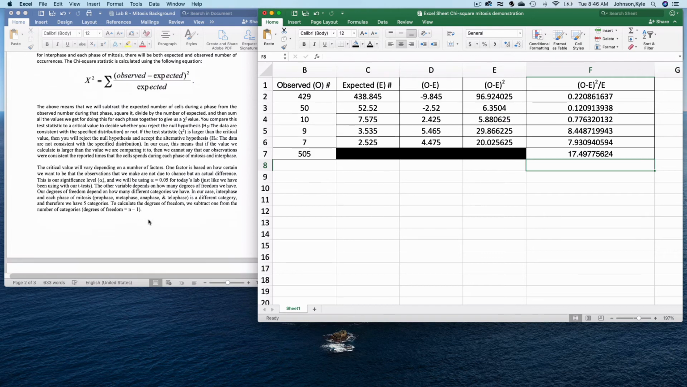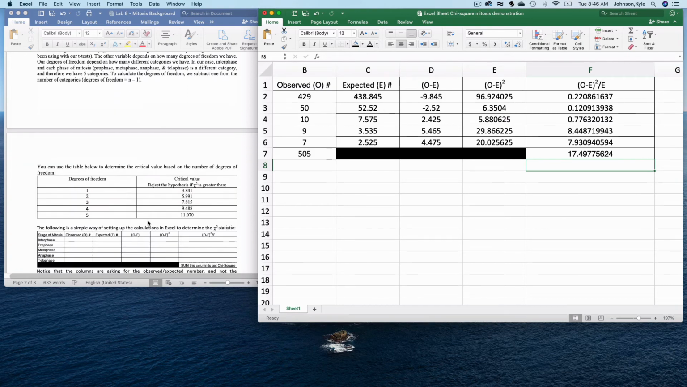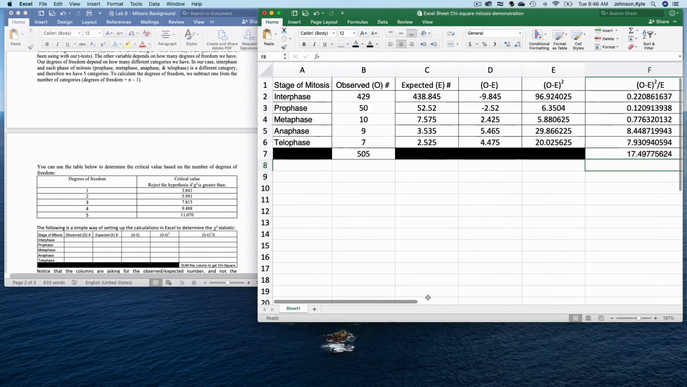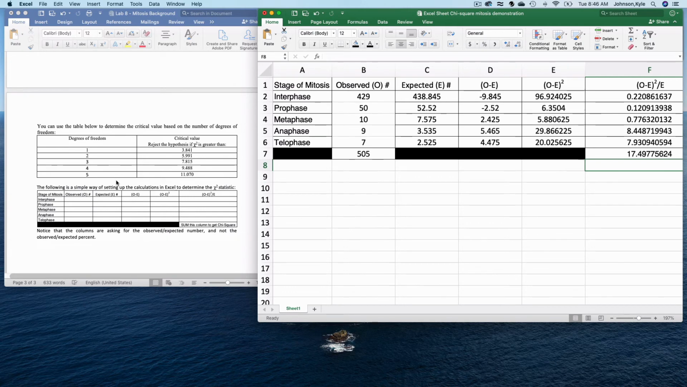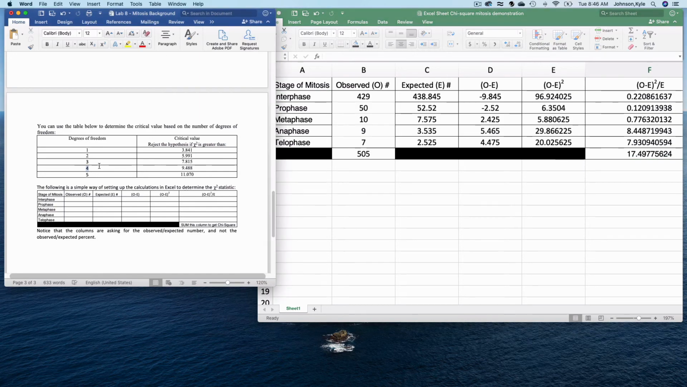All right. So now, how do I interpret that value? Well, I need to look at my degrees of freedom. So my degrees of freedom is going to be based on the number of categories minus 1. So I have 1, 2, 3, 4, 5 categories minus 1. And so 4 is my number of degrees of freedom. Now I look at this critical value, 9.488.